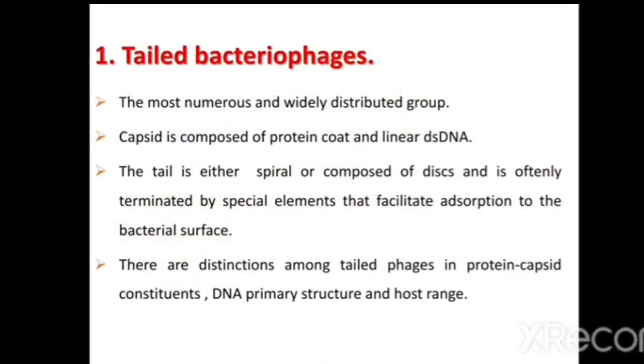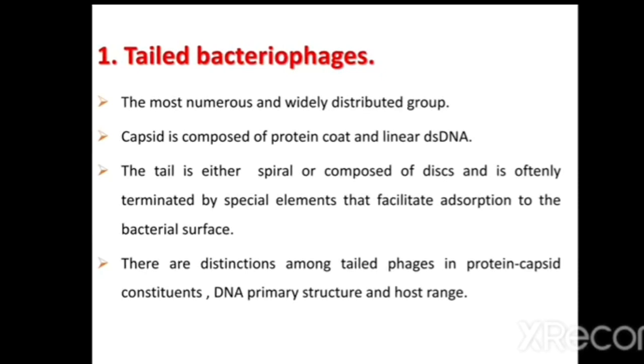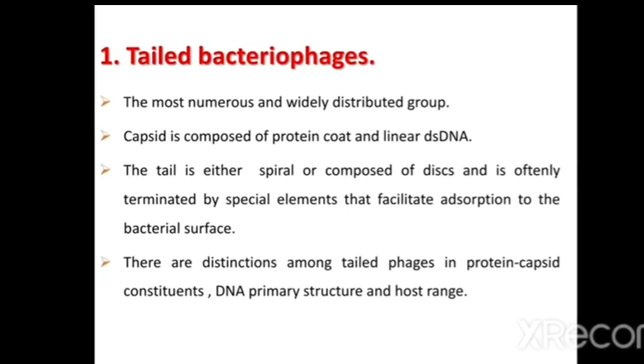The first group is the tailed bacteriophages. It represents the most numerous and widely distributed group of bacterial viruses. At least 5,000 phages were investigated by electron microscope. The type of nucleic acid is double-stranded DNA, and the tail is arranged as a spiral structure or composed of discs, and is often terminated by special elements that facilitate the adsorption to the surface of the bacterial cell. There are distinctions between tailed phages in protein capsid, DNA structure, host range, serological and physiological characteristics.